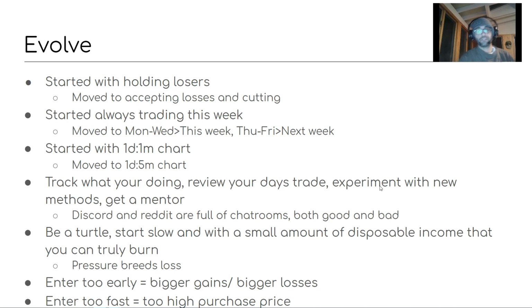So moving it out to next week's expiration makes it less erratic. It can still move against you, but it's not going to move nearly as fast, and it won't go to zero. It'll still have some value because of that extrinsic time value.